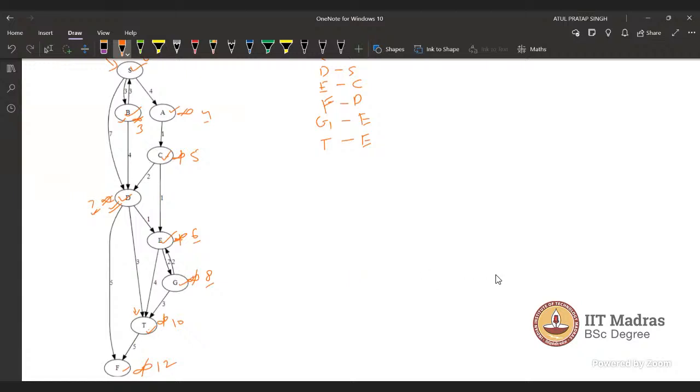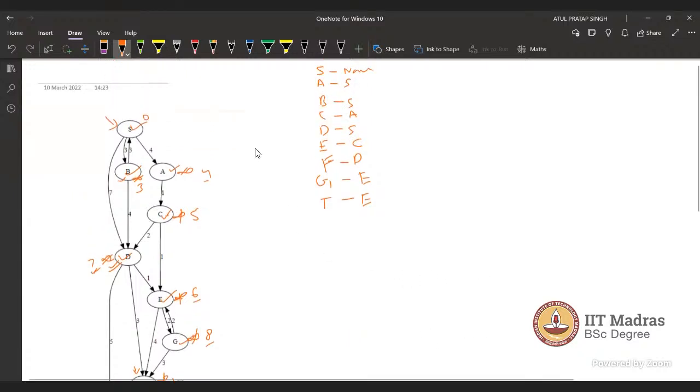So finally we are getting the parent information, this one, and we are finding out the parent nodes. We will start from T. From T, the parent is E, and for E, the parent of E is G. No, C, sorry. What is the parent of C? And the parent of C is A.